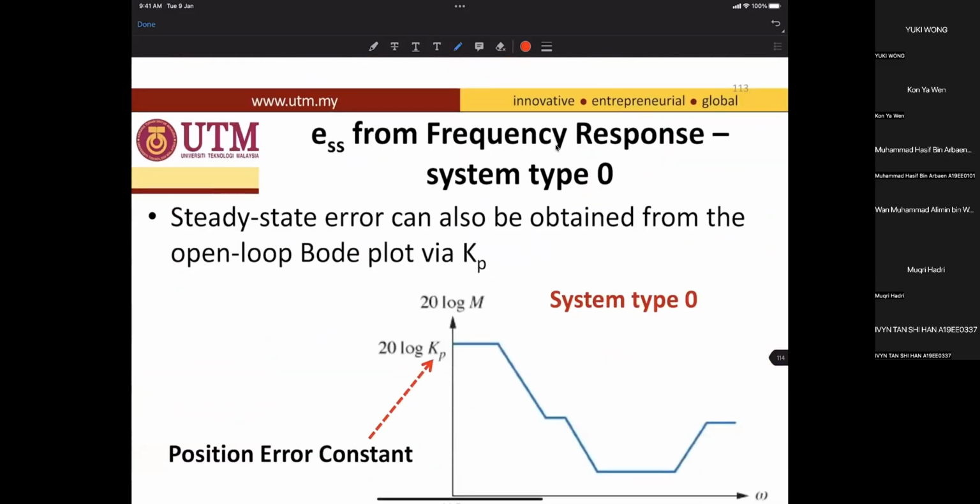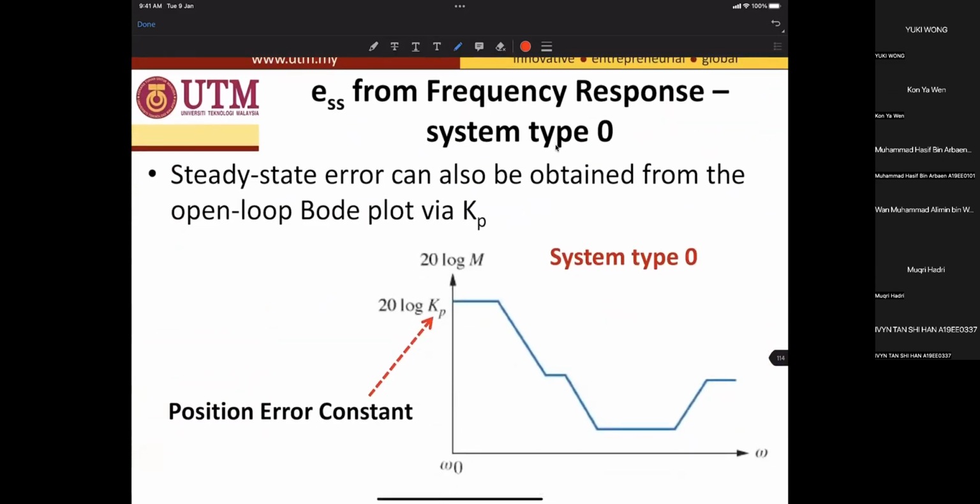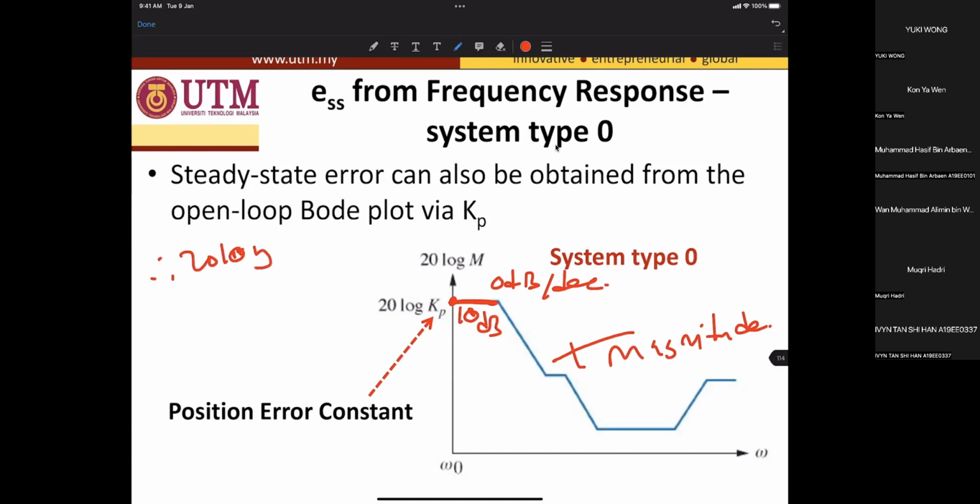So how to find Kp from the Bode plot? If you have a plot of the magnitude, and the initial slope is 0 decibel, the initial point here is 20 log Kp, so Kp is the constant. Let's say at this point it is 10 decibel. So 20 log Kp equals 10 decibel. What is the value of Kp?